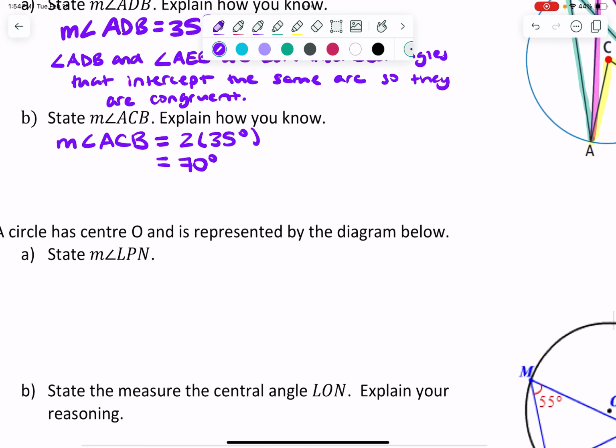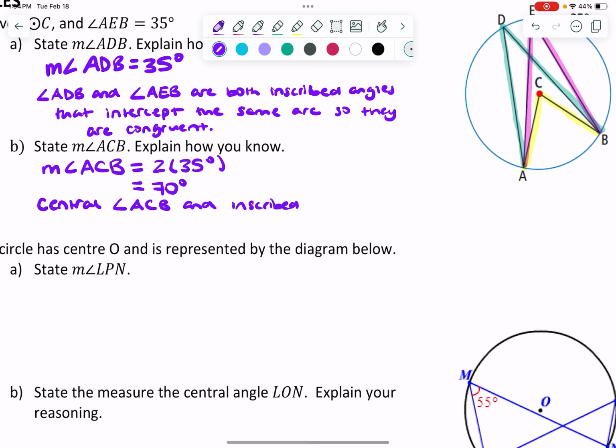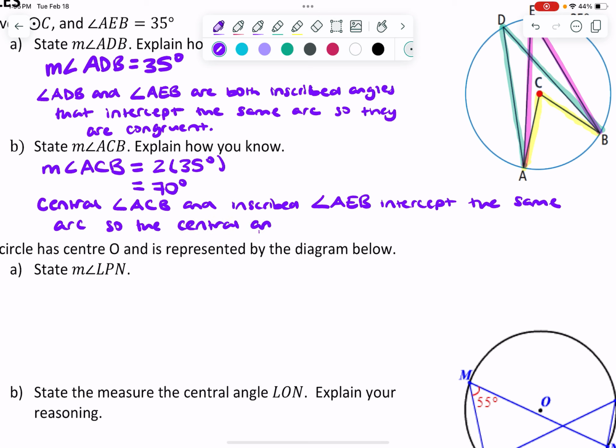It tells me to explain how I know, so I need to do that. Central angle ACB and inscribed angle AEB intercept the same arc. So the central angle will be twice the size of the inscribed.